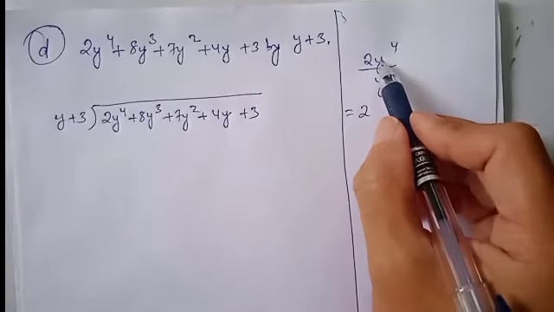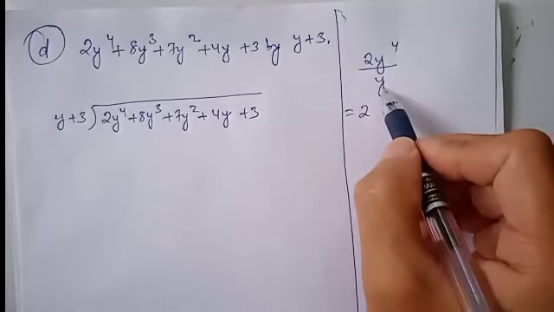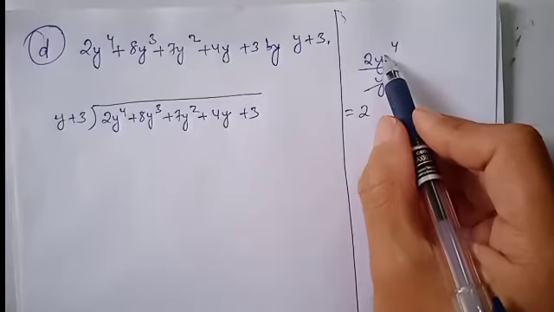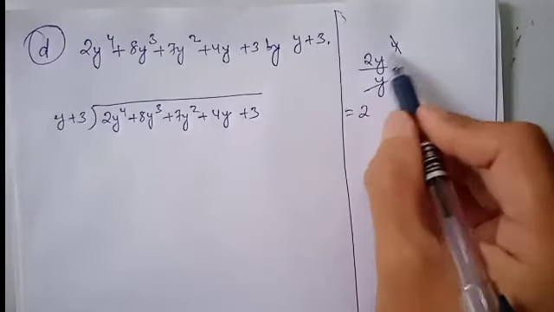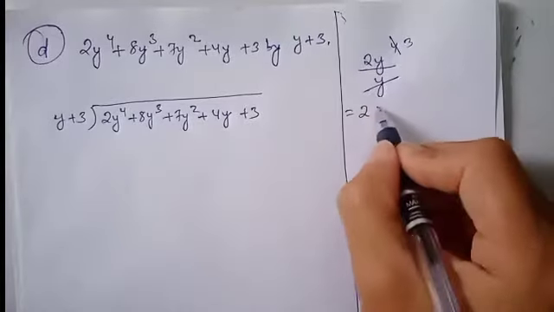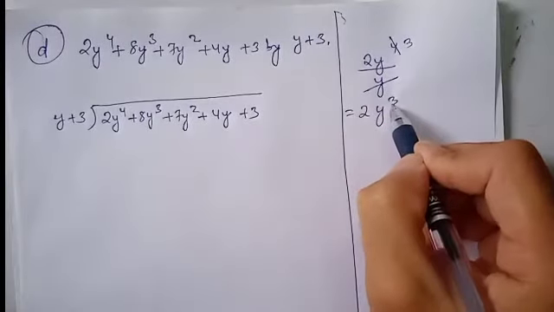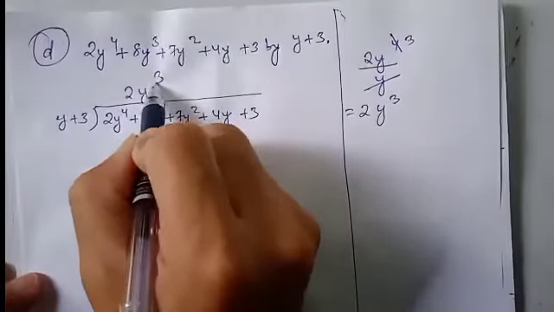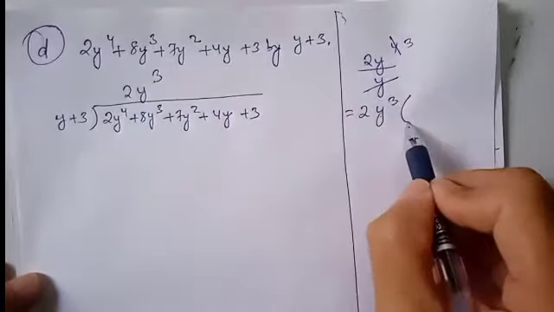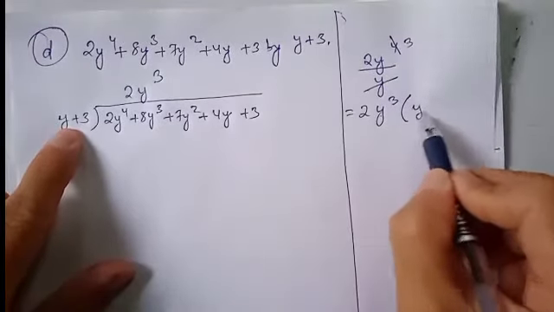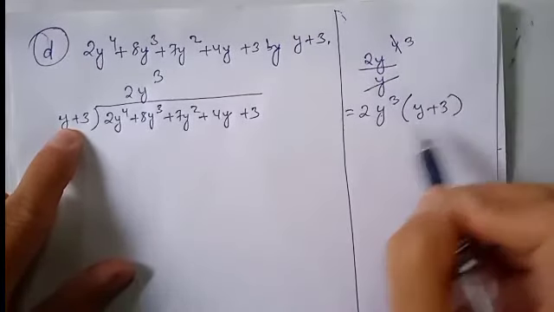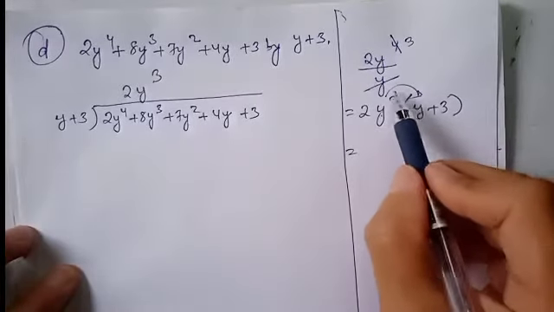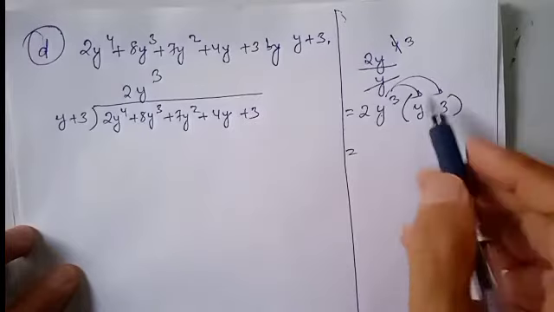In the numerator we have y to the power 4, and in the denominator we have only 1y, so if you remove 1y from the denominator, you have to remove 1y from the numerator. So y to the power 4 will become y to the power 3, right? Y power is 3. So this 2y to the power 3, you write it here. Again, 2y to the power 3 into the divisor y plus 3, right? Put the terms inside the bracket. Let's remove this bracket: 2y to the power 3 into y, 2y to the power 3 into 3.